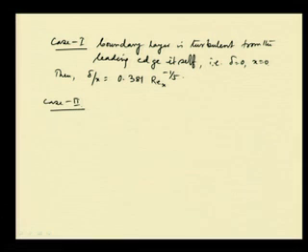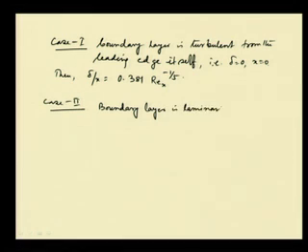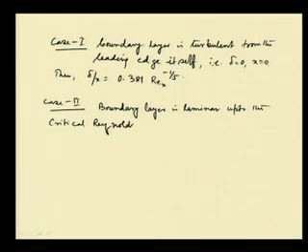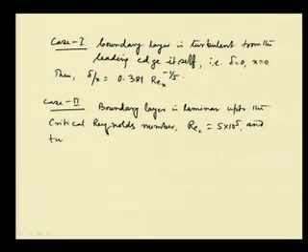Case 2, the boundary layer is laminar up to the critical Reynolds number REC, which equals 5 into 10 to the power 5, and turbulent thereafter.